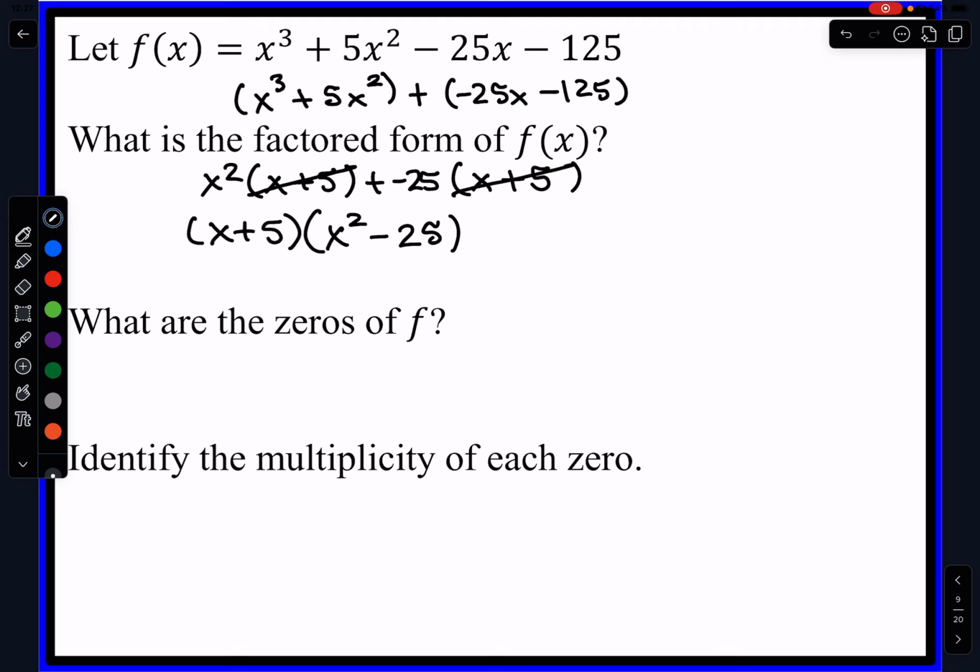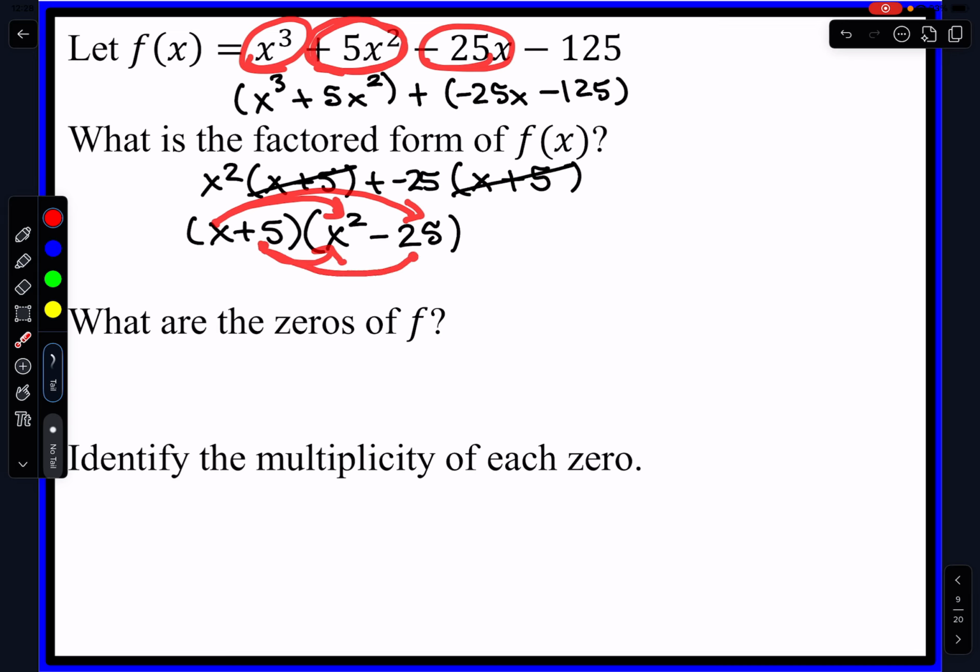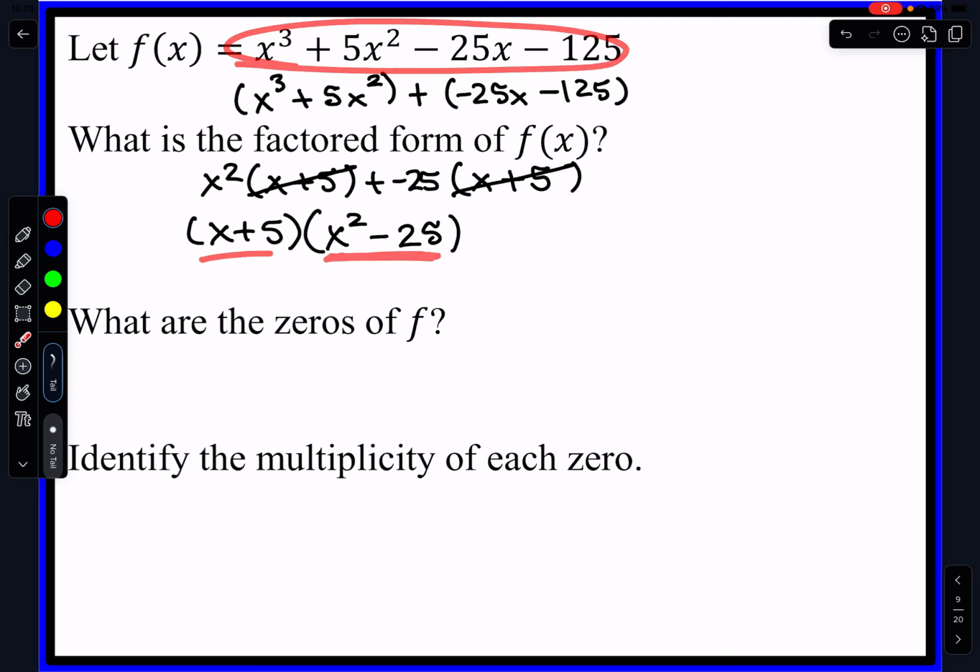So I have the product of these two things. And if I multiply them out using FOIL, this times this is going to give me x to the third power. This times this gives me my negative 25x. Multiplying these two will be my positive 5x to the second power. And multiplying the 5 with the negative 25 gives me the negative 125. So this is the factored form, not the completely factored form, of this part right there.